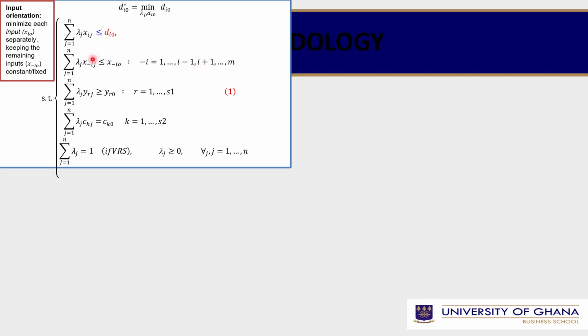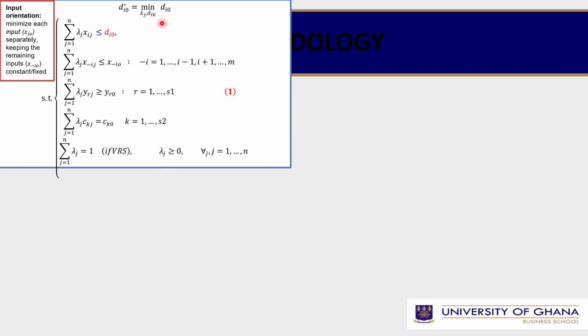This constraint is very important that you understand. This constraint is what is telling you that what you are doing here is a minimization. After that, there is an output constraint, the desirable output constraint, which is this, and there is an undesirable output constraint, which is that. This lambda sum equals 1 is the convexity constraint. We call it the variable returns to scale constraint. And then this one, lambda j positive, is a non-negativity constraint, the same thing that we get in linear programming. But the first two are the most important.